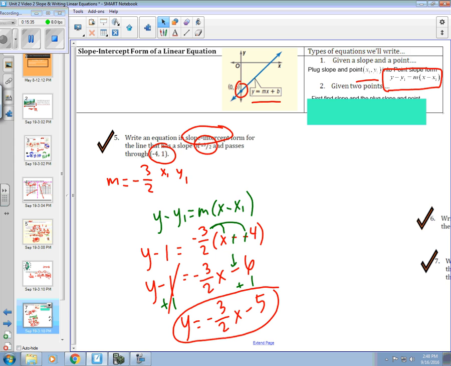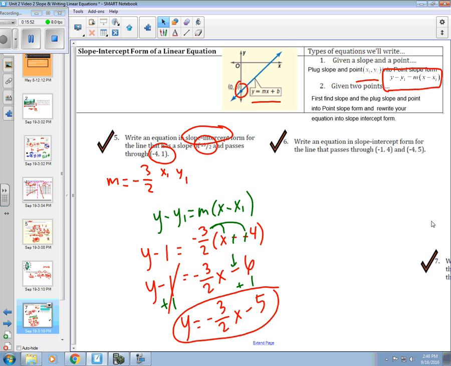Okay, so the next one, number 6, they want us to write the equation in slope-intercept form for the line that passes through these 2 points. All right, now we got 2 points, right? We want to still be able to write the equation. If you're given 2 points, we want to find the slope and plug the slope in with one of those 2 points and still use that point-slope form. So just like we did at the very beginning of the notes, find the slope. We got 2 points, we can always find slope. So do your y2 minus y1 over x2 minus x1, just like we did at the beginning, and we can get that.